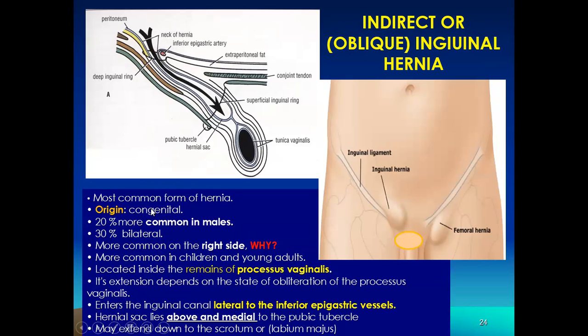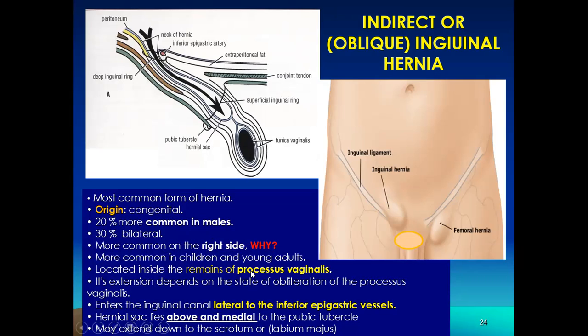It is usually congenital, almost 20% more common in males than females, and almost 30% are bilateral, meaning on either side. If it is present on one side, it is also seen on the other side in almost 30% of cases. More common on the right side, and more common in children as well as young adults because it is usually congenital.